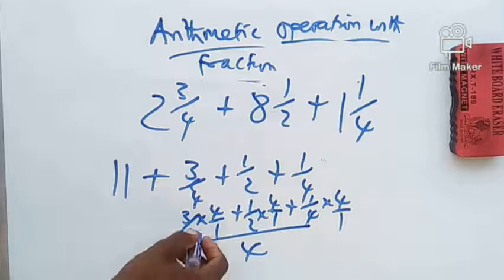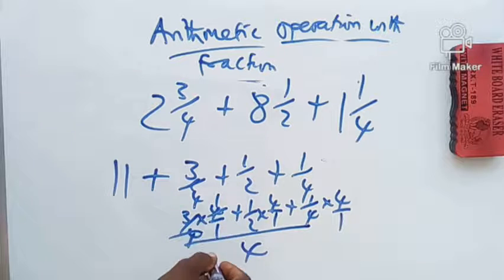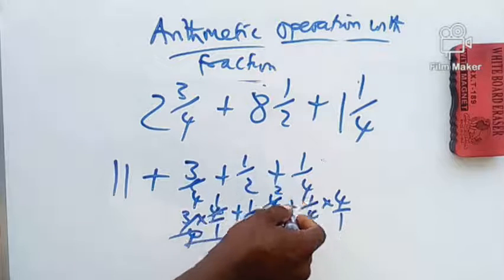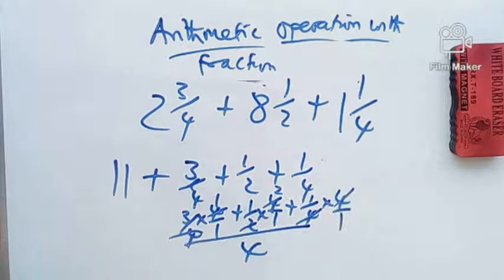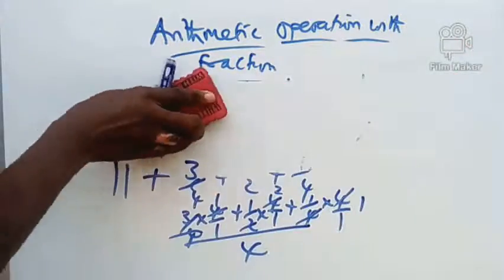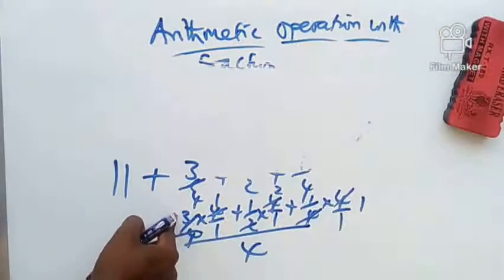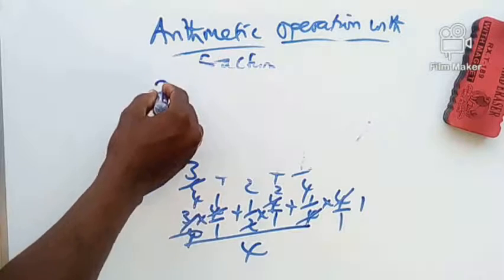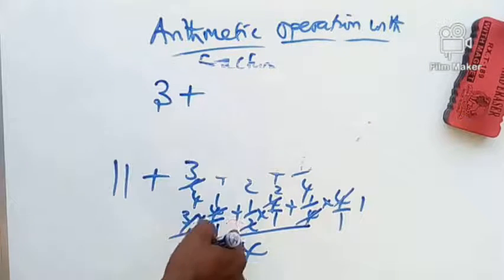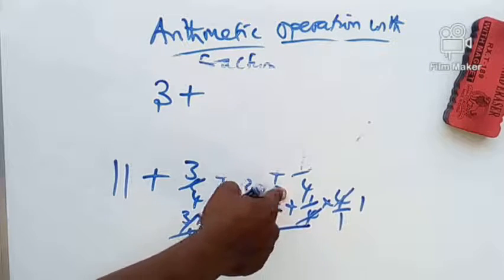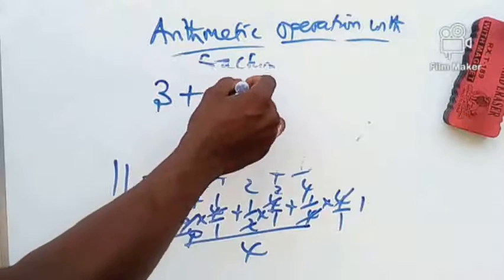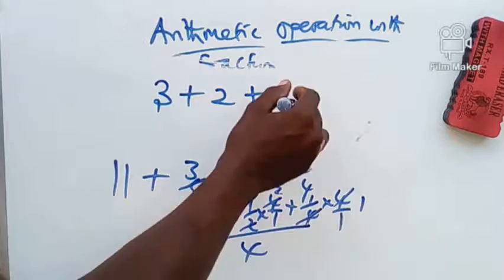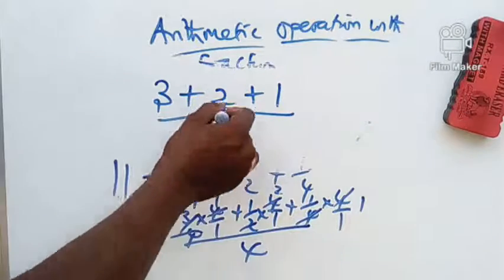So what do we do? We divide. 4 here, you have 1. 2 into 4, we have 2. 4 into 4, you have 1. So what we have here is 3 times 1, which is 3, plus 1 times 2, which is what? 2, plus 1 times 1, which is what? 1, divided by what? 4.